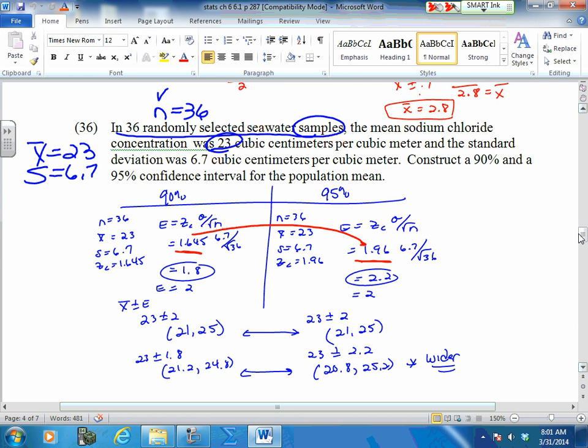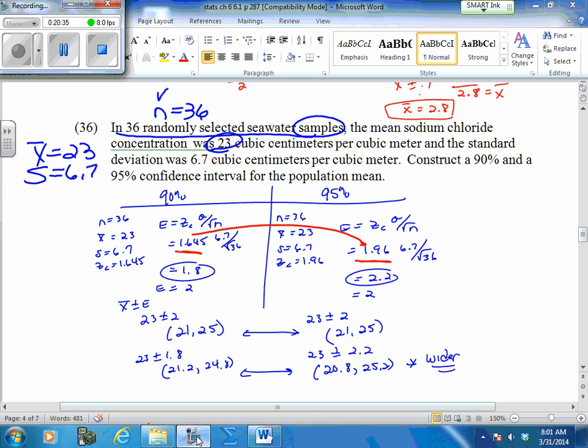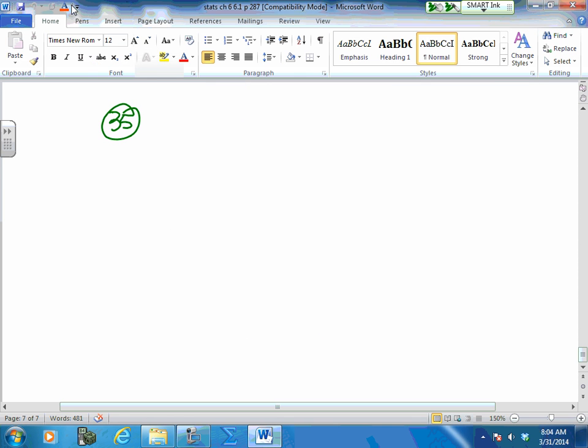Yes? How many of you can do this now? The rest of you can't? Talk to me. Tell me what bothers you. What's troubling on this guy? I have this one for homework, so let's do number 35.